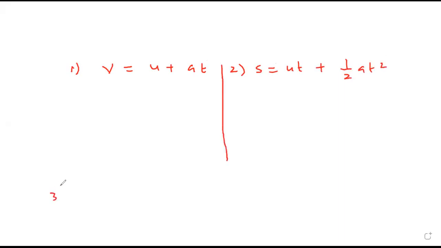First kinematical equation: v equals u plus at. Second one: s equals ut plus half at square. And third one: v square equals u square plus 2as. Please write these 5 times, because if you don't know the formulas, then you can't get the numericals. Please write this.